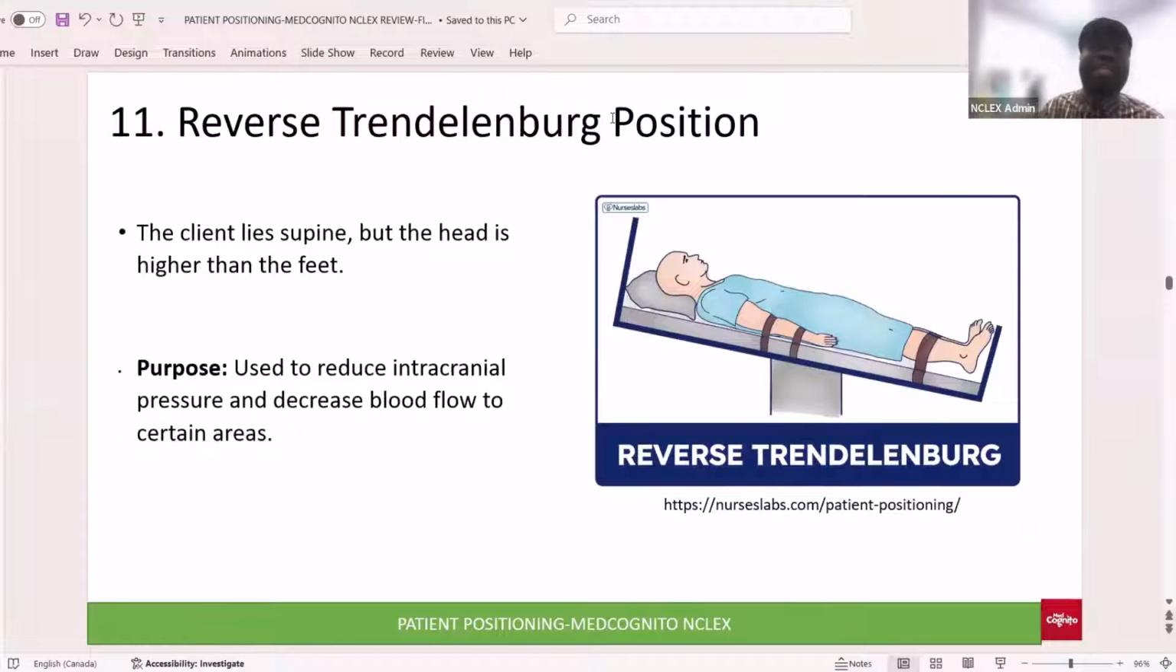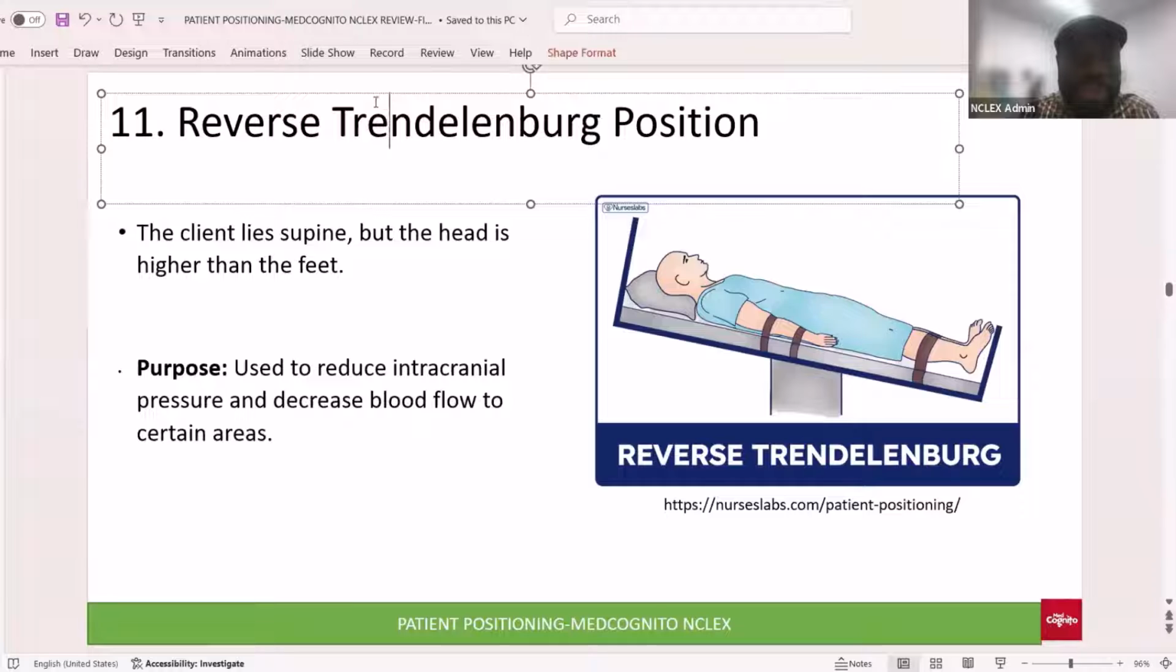And then we also have the reverse Trendelenburg. This time, the head is higher and the feet are lower. Remember that the Trendelenburg was to get more blood flow to the brain. The reverse Trendelenburg is to reduce blood flow to the brain. So it is to reduce intracranial pressure and to reduce blood flow to certain areas. All right. So Trendelenburg is to get more blood to the brain. Reverse Trendelenburg is to reduce pressure in the brain. All right. I hope you are learning something nice today.